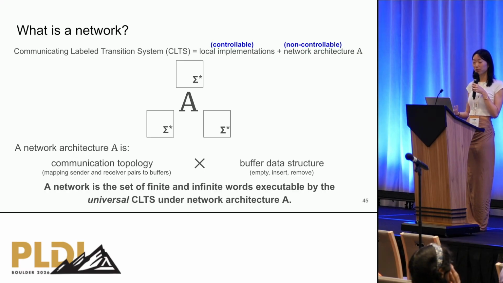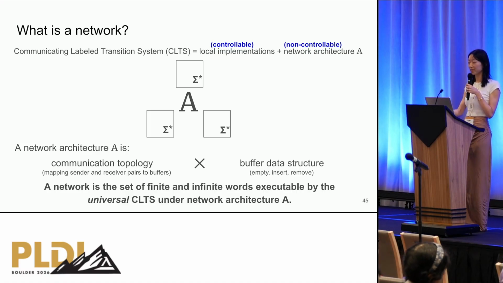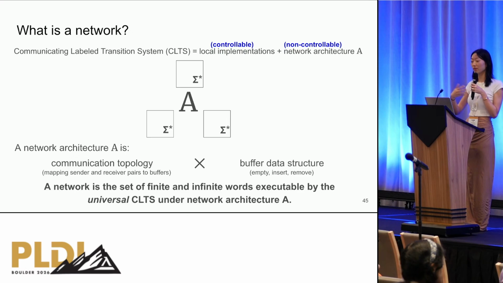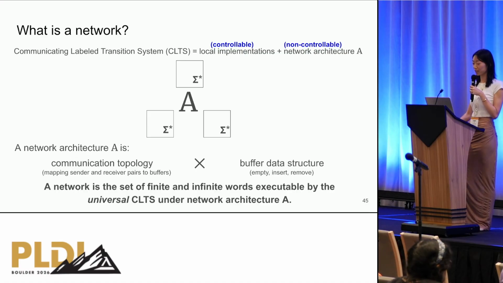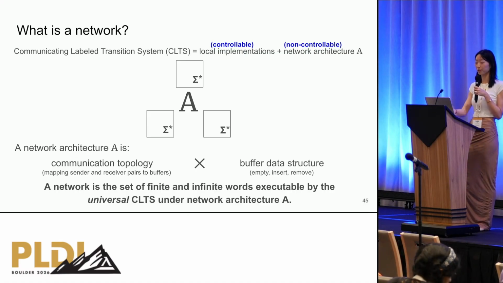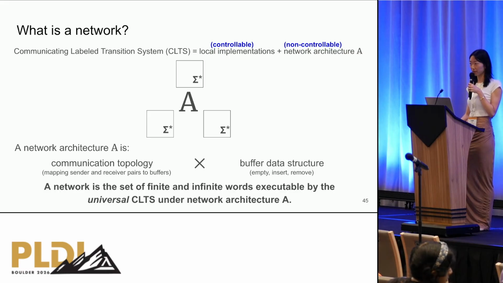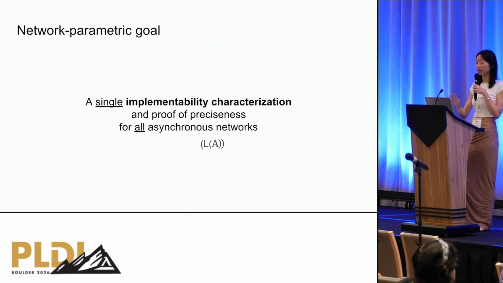So now the only behaviors that can be executed are entirely dependent on the network architecture, the order in which it allows to send and receive messages. So this way, a network we define as a formal language. It's the set of finite and infinite words that are executable by the universal communicating system under a given network architecture. So we have an answer to what an asynchronous network is.